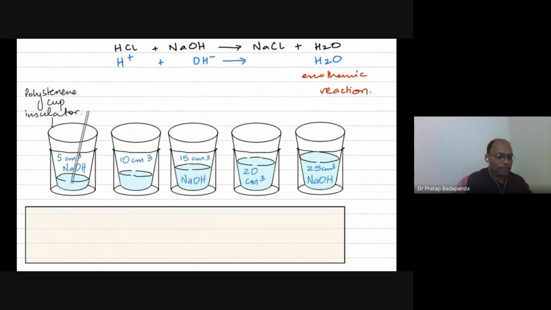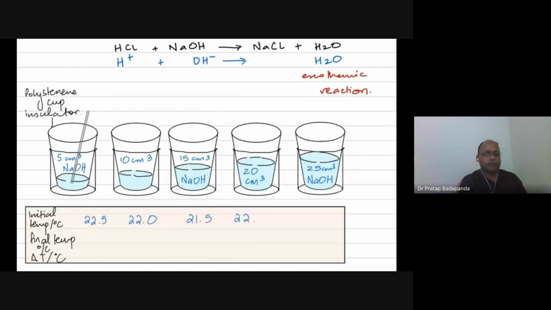Each time I'm going to be measuring the initial temperature, so I'm going to be making a table. Initial temperature / units, final temperature / units, and obviously change in temperature / units, which are degrees Celsius. Hypothetically, my initial temperature was 22.5, 22.1, let's say 22.0, in this range because it's room temperature. So in the beginning, my initial temperatures were within this range.